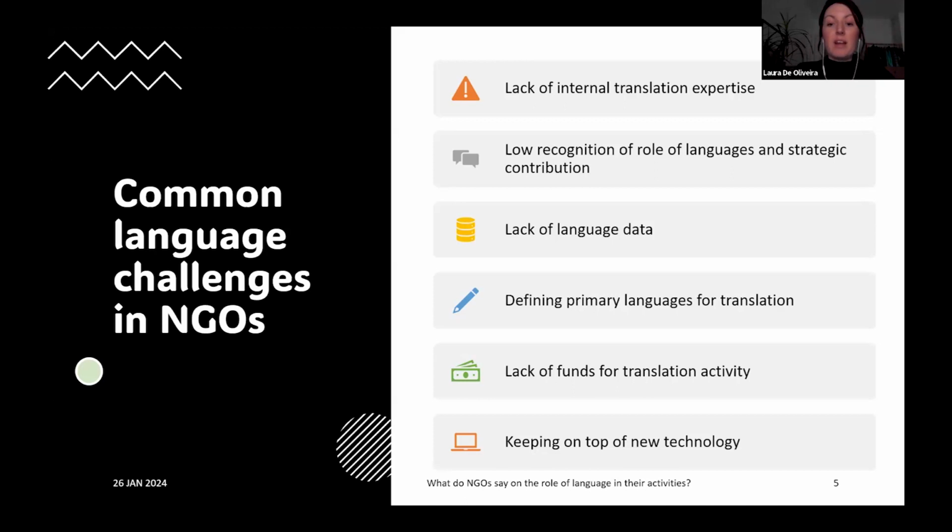Next, and arguably a direct impact of a lack of internal expertise, I think NGOs can struggle to fully recognise the role of languages in their operations and the importance of translation in achieving their core objectives.